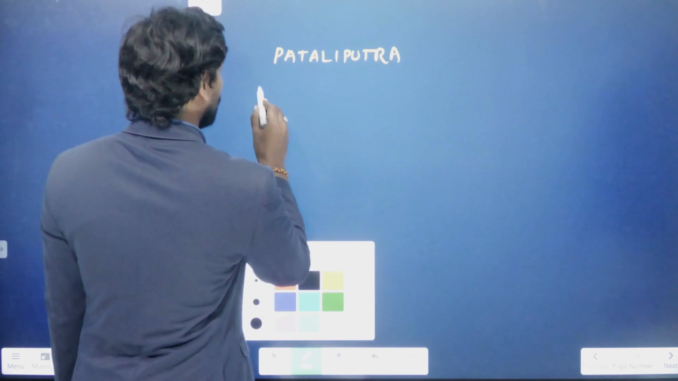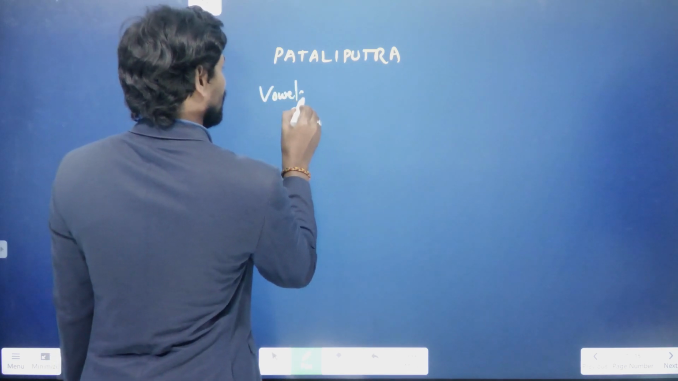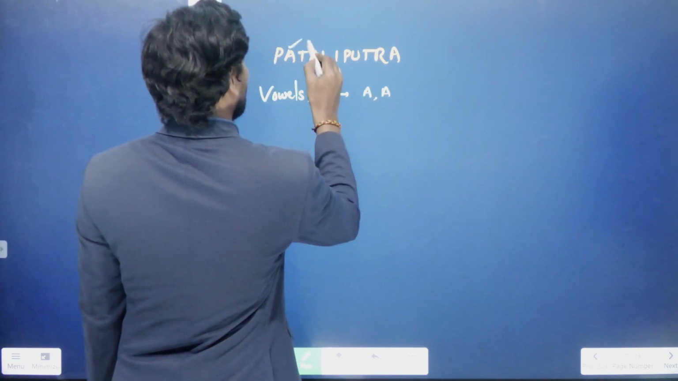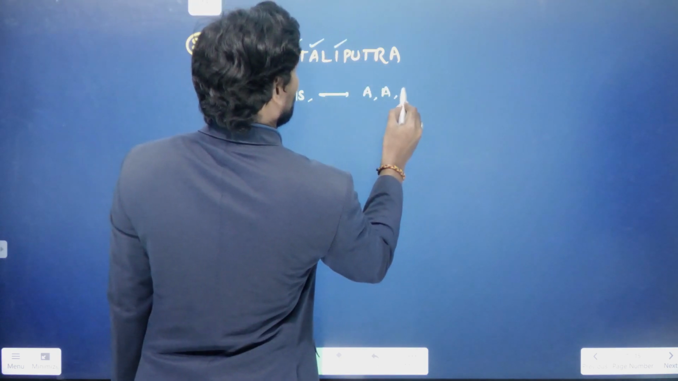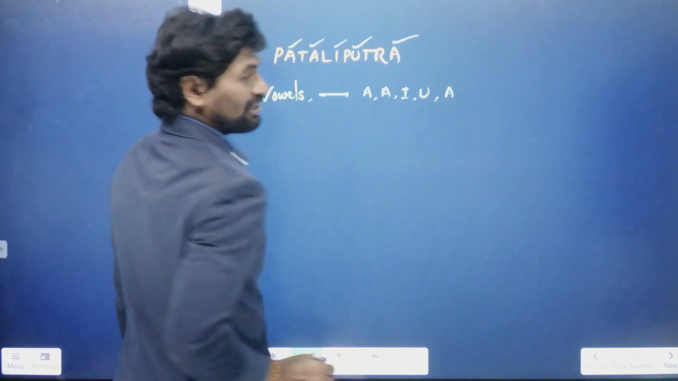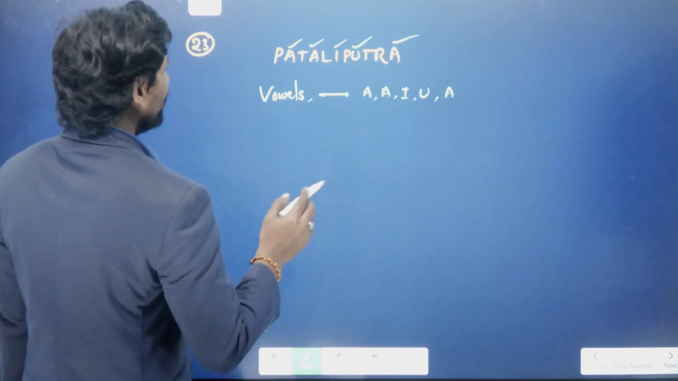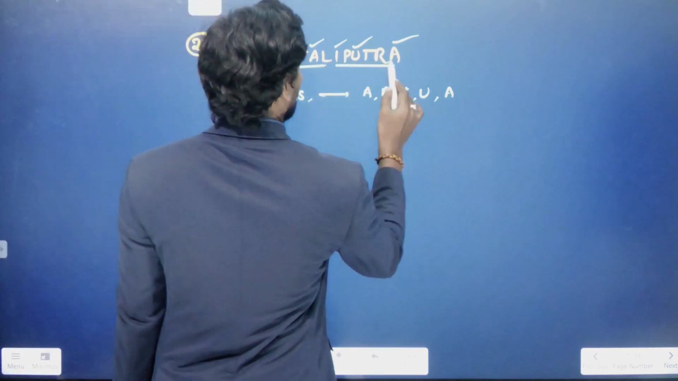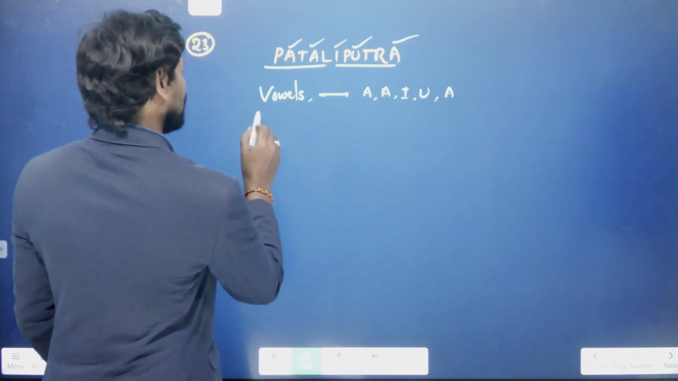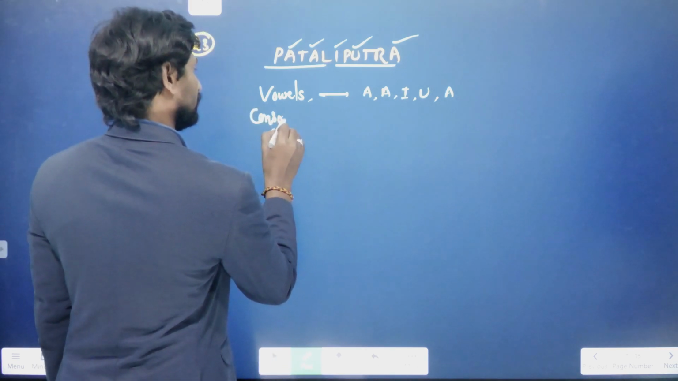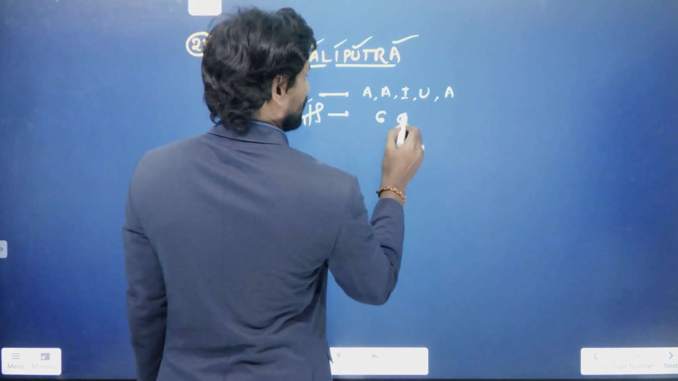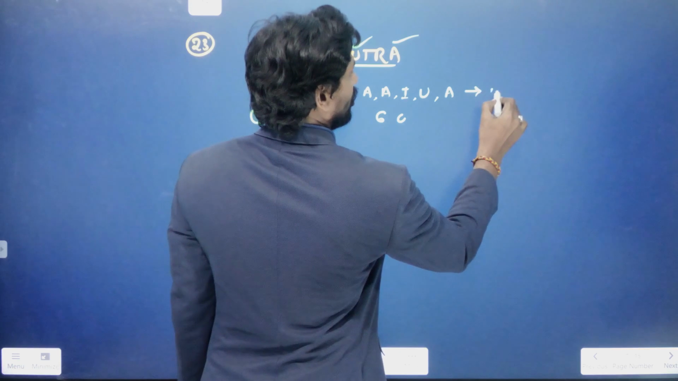So first write the vowels. What vowels are there here? A, two times. I is a vowel. U is also a vowel, and A. So in total there are 5 vowels. How many letters are there actually? 5 plus 6, 11 letters. In those 11 letters, 5 are vowels and the remaining are consonants: 6 consonants. Consonants are 6, vowels are 5.